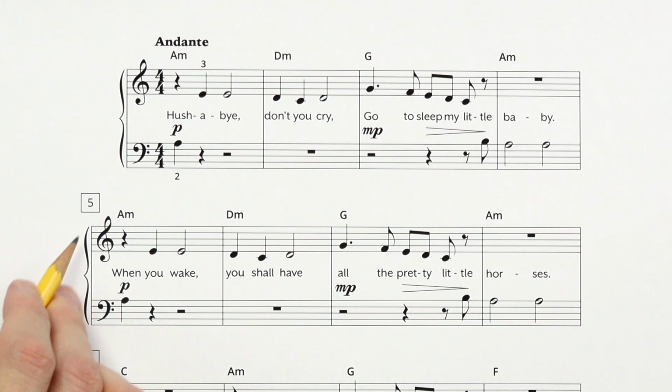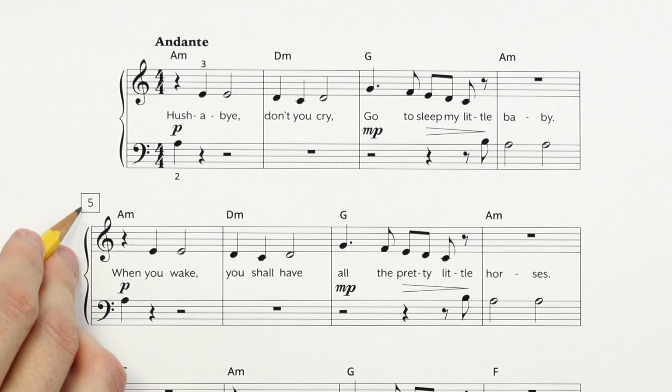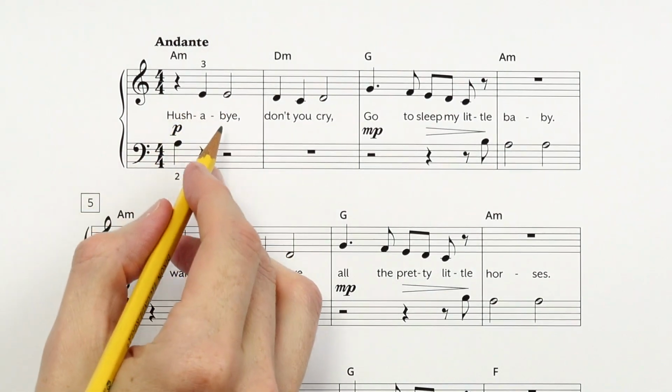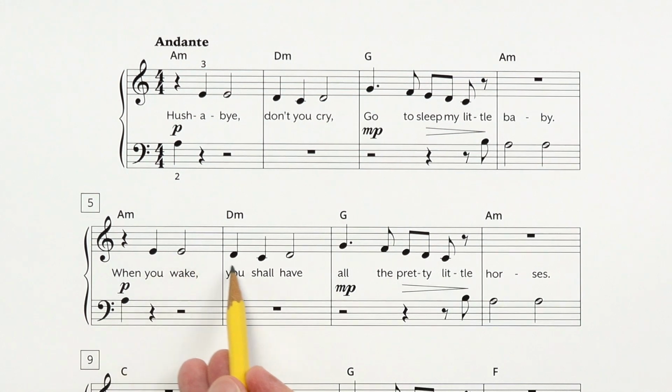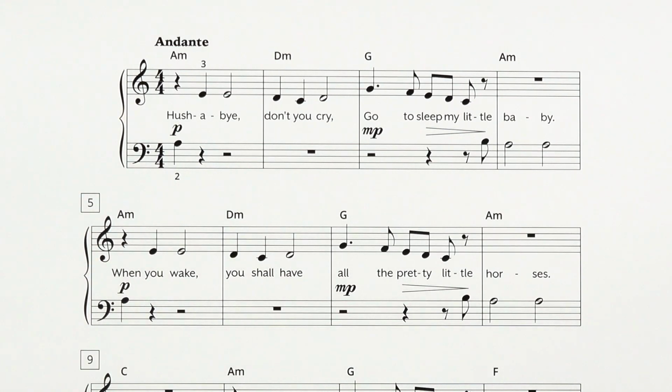Now let's check out line two, starting here in measure five. By the way, if you've been wondering what these boxes with the numbers mean, that tells you what measure you're in. Here we have measure one, two, three, four. So line two starts with measure five. I'd like you to take a few seconds, check every single note of line two, and see if it's the same or different from line one. What do you notice? Is there anything that's different?